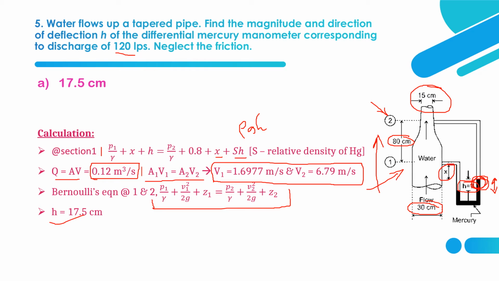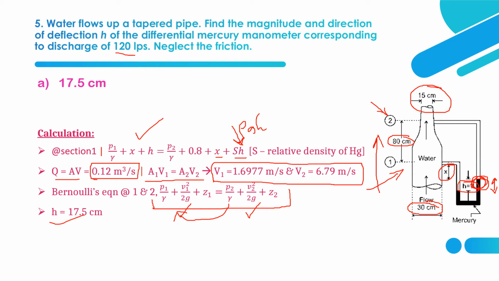So how it is done? Here we can find P1 by gamma minus P2 by gamma value. So we know V2 and V1. P1 by gamma minus P2 by gamma we know from this equation. So all the parameters are known, only the small h parameter is not known. By substituting all the things, we get the answer for h as 17.5 centimeter. That is nothing but the deflection of differential mercury manometer for the corresponding flow.